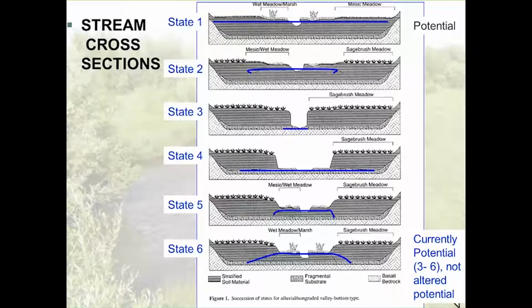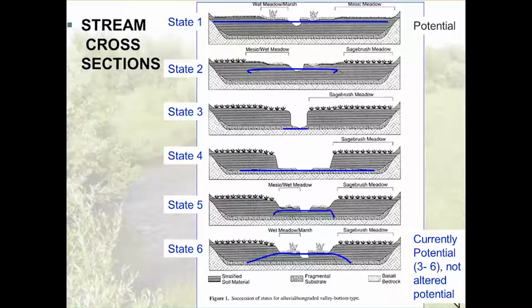Once you get to that point, you're usually going to keep eroding down until you hit some sort of more resistant layer, and then you're going to start eroding laterally. So that's getting into state 4, where we're now going from a gully out into what Rosgen would call an F channel, so really wide, really shallow. That's going to give you now the ability to start redepositing sediments. So there in state 5, we've started to deposit some sediments. We've started to recover some vegetation on there.